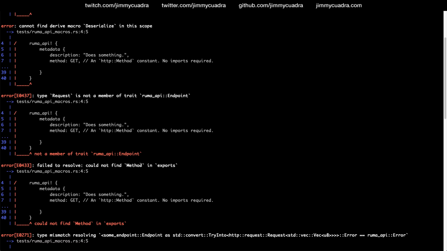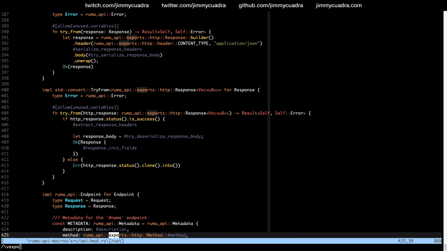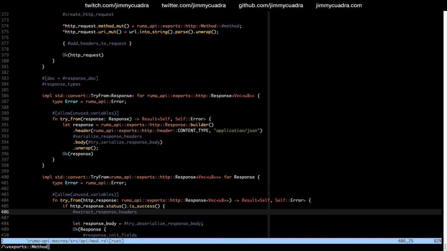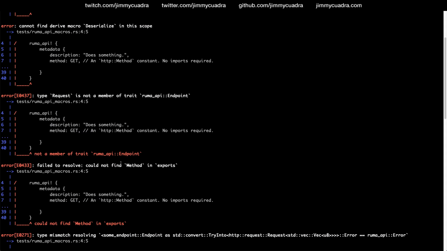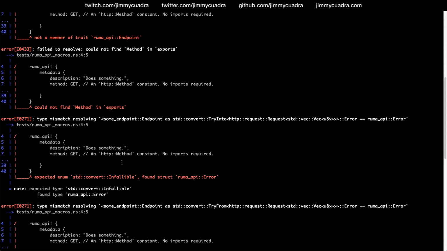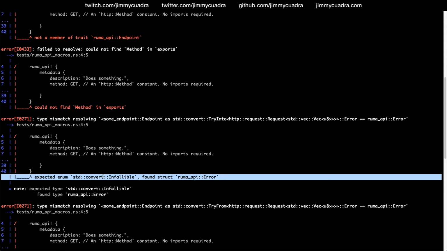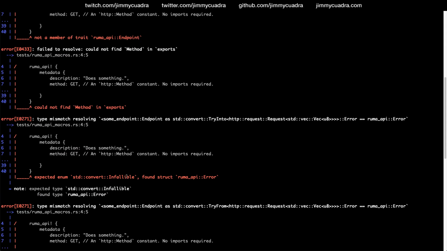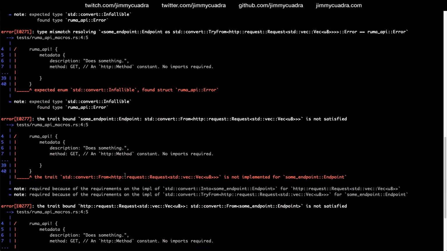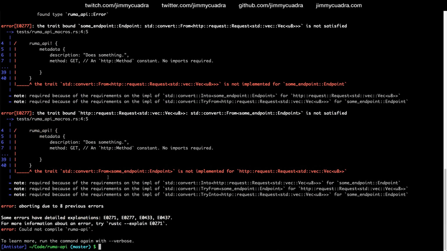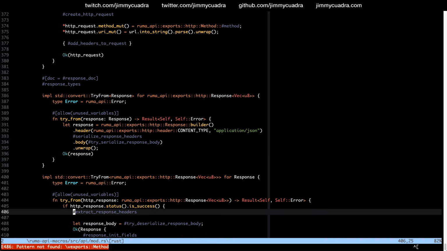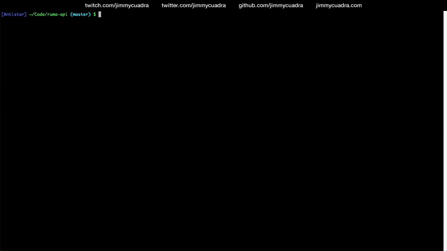Oh, we've got another, wait, could not find method in exports. What did I do again? Exports method. Oh no, I already fixed that. And that was also on the last stream where I was talking about seeing these errors with standard convert infallible related to these try from implementations. That's actually the reason that these errors are showing up, is because the trait implementation doesn't match the signature of the trait anymore. So I think I fixed all of them except for that problem.